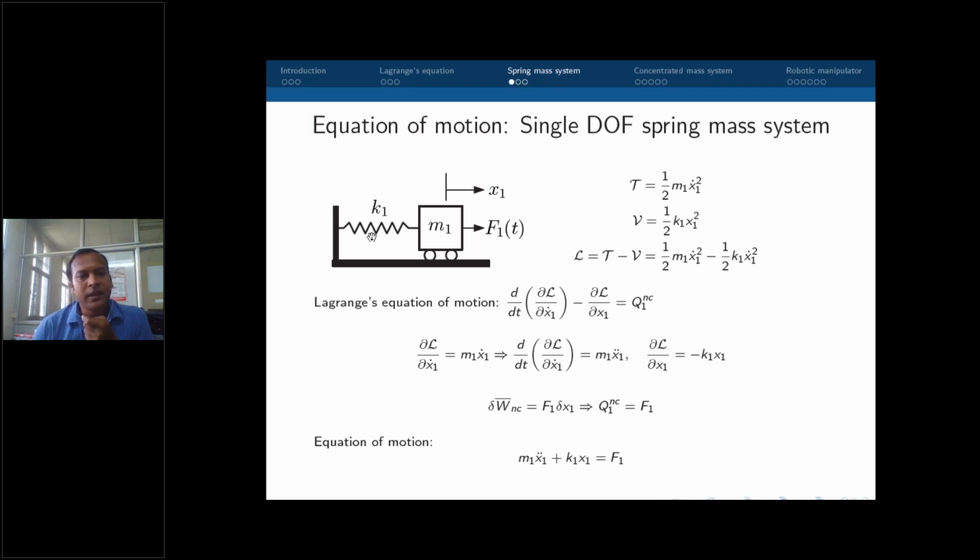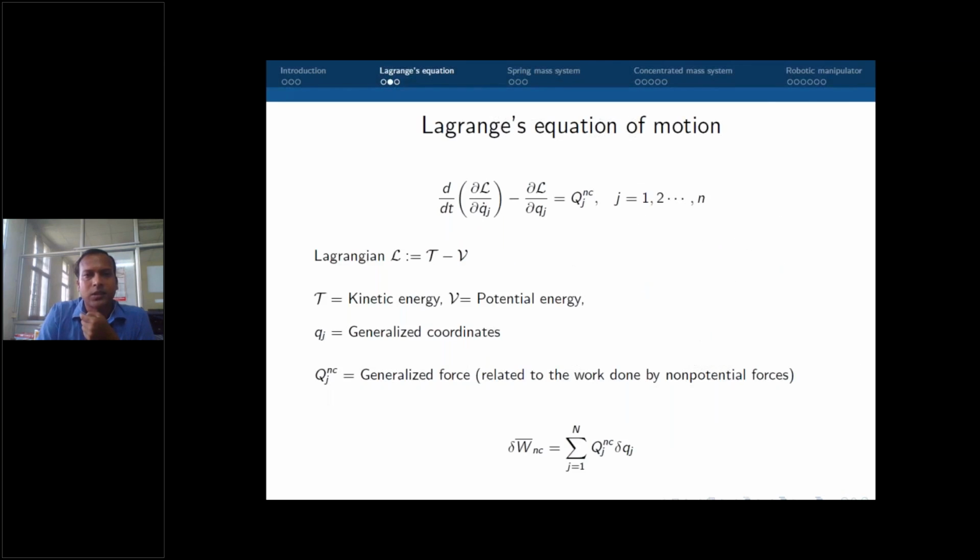We must remember that the spring is massless, it can only resist motion of the mass, and the system is a forced system. The forcing is mentioned here, F1. So what is the Lagrange equation of motion for this system? Just below the figure I have written Lagrange's equation of motion. In this case the coordinate is x1.